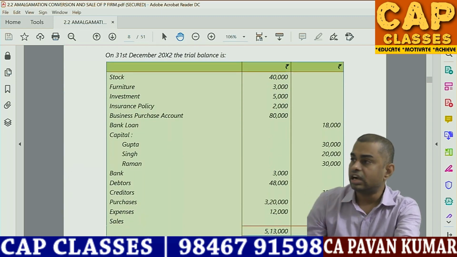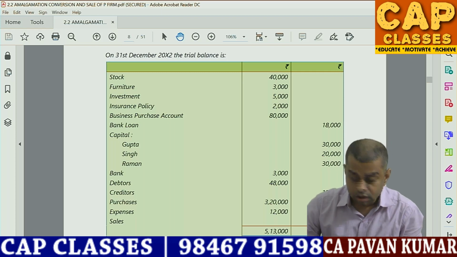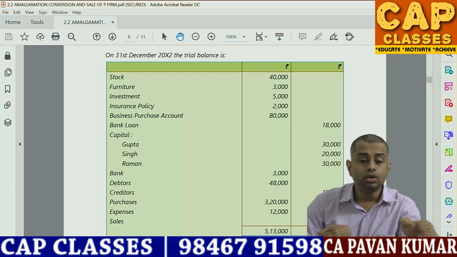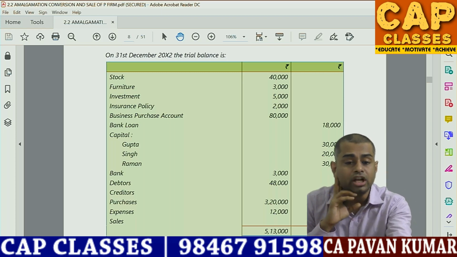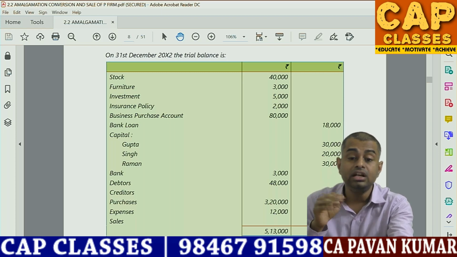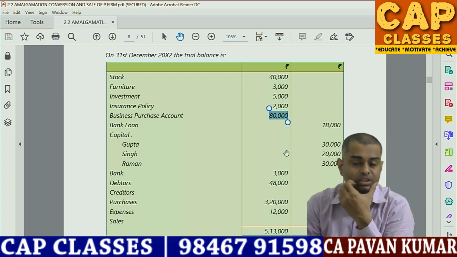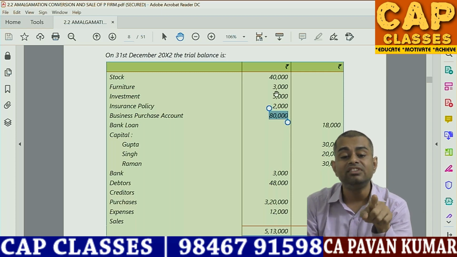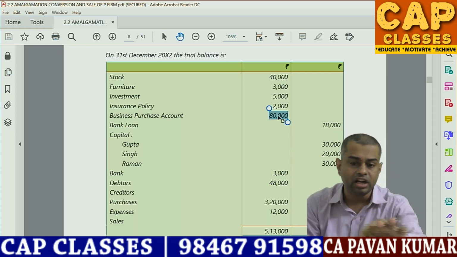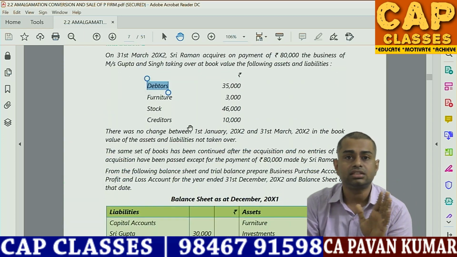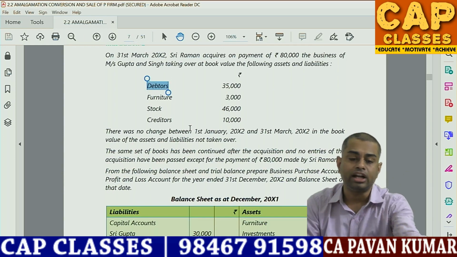On 31st December, the trial balance, so this is the trial balance for the current year. Stock 40,000. What is the stock opening balance? Stock is nothing but our opening balance. So they have given opening stock of 40,000. Then furniture 3,000, investment 5,000, insurance policy 2,000, business purchase account 80,000. Now when you are recording this business purchase of 80,000, you will have to cancel this investment, insurance, all these things, because you have not taken them over. What you have taken over is only the debtors, furniture, stock, creditors. All the remaining assets and liabilities will have to be written off.